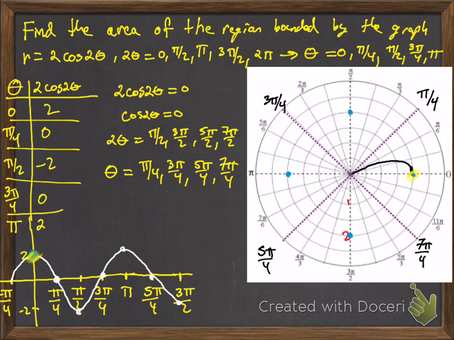Then this whole portion down here, this is all negative. So that means it's going to be reflected. So that is pi over 4 to 3 pi over 4. So this portion here, that's going to be reflected in there. This portion here, that's going to be reflected down there. So we're going to have a rose curve like that. So there it is.